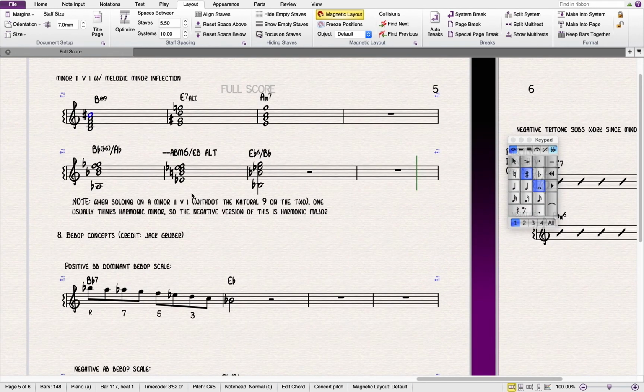Awesome. The last thing to note is if you take out this natural 9 here and this flat 6 here, so let's pretend it's just a B half diminished going to E7, going to A minor. We'll forget about the altered and the melodic minor. And here, we'll say it's B flat over A flat, going to A flat minor 6, going to E flat, right? So normally on this, we would think harmonic minor.